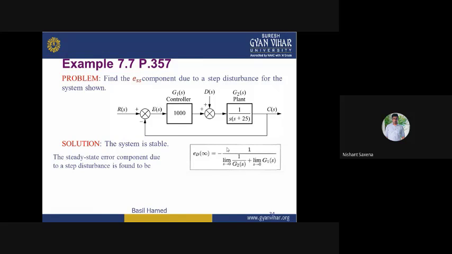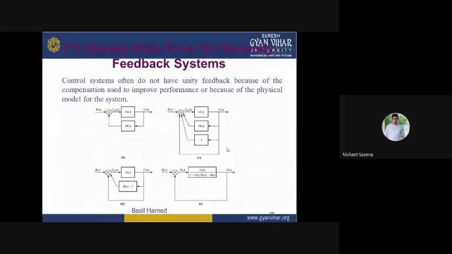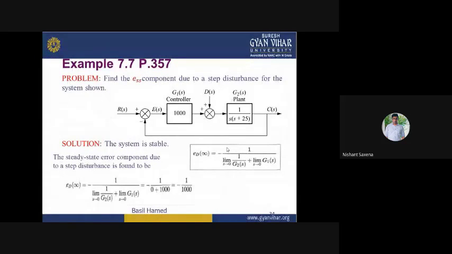I've already told you that whenever time tends to infinity in the time domain, in the frequency domain, the S tends to 0. Therefore, when we substitute S tends to 0 in the given problem, we will be getting equal to 1 minus 1 by 1000. Therefore, we will be able to find out the value of ESS. So ESS is coming to be very less. It is approximately only 0.001%.